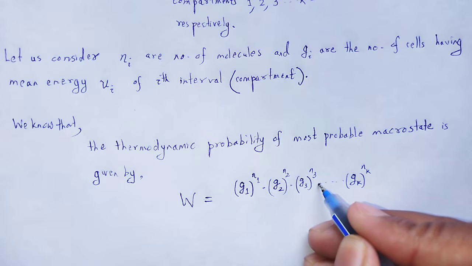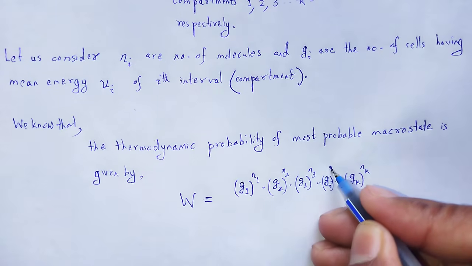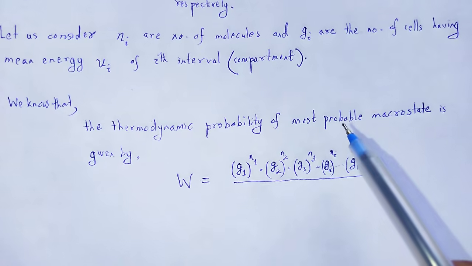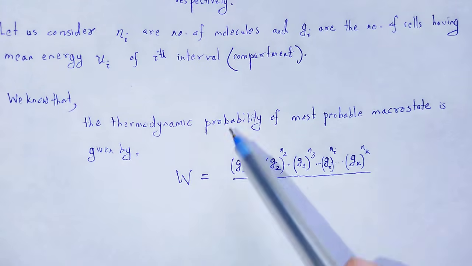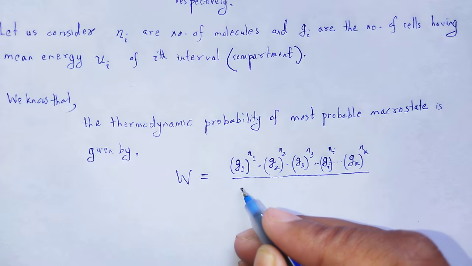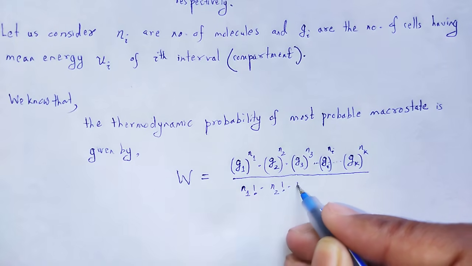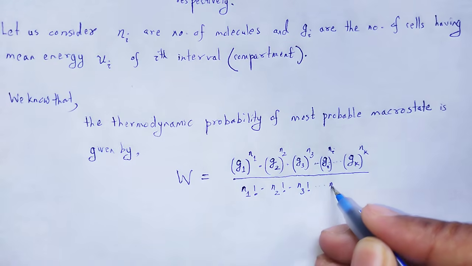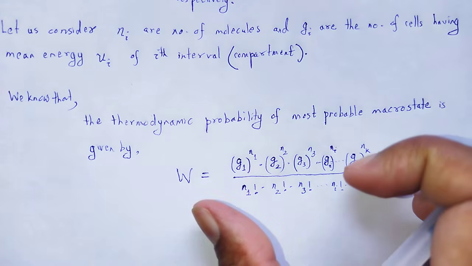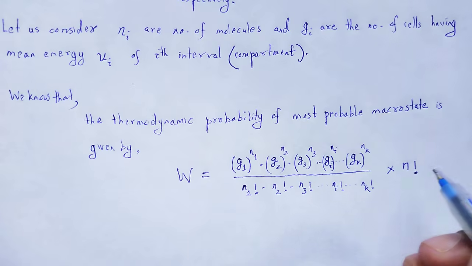Within that, Gi to the power Ni divided by, as we have taken the probability, the number of particles in compartment 1 as N1 factorial, next N2 factorial, next N3 factorial, up to Ni factorial, up to Nk factorial, and the total number of particles N is the total number of particles, it is N factorial.